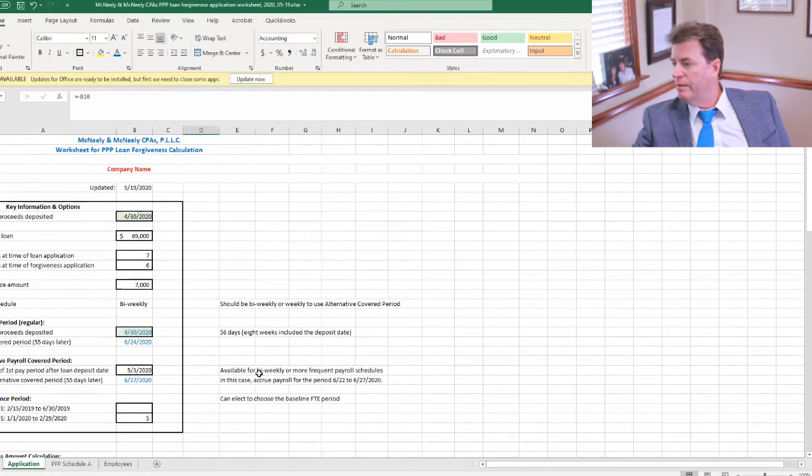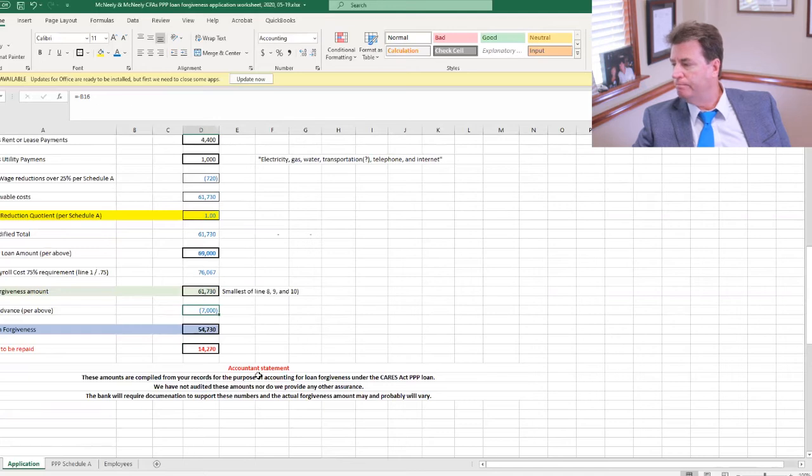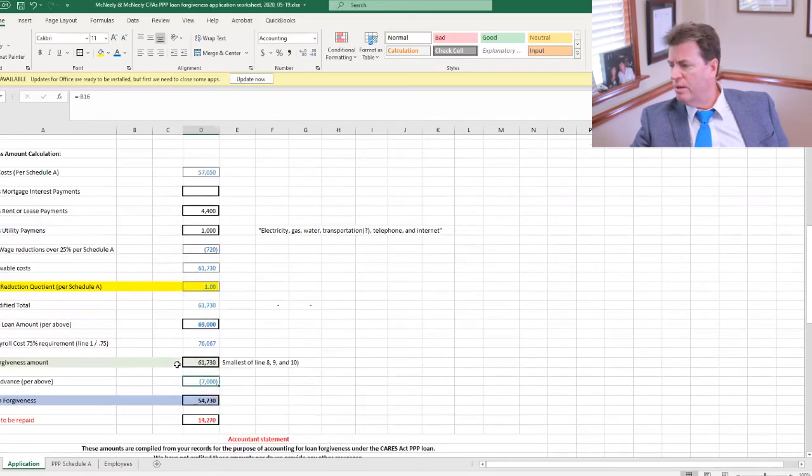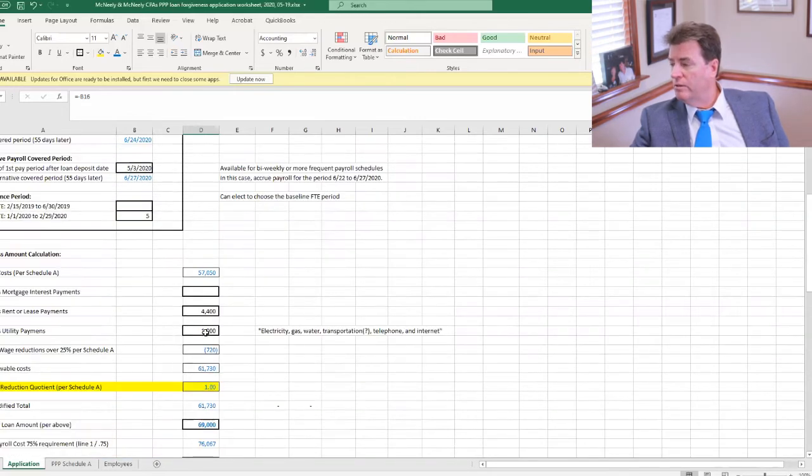So, any questions about this? We're going to be sharing this. I'll also do a separate one for sole proprietors and partners, et cetera, that's really simplified down if you don't have other employees.